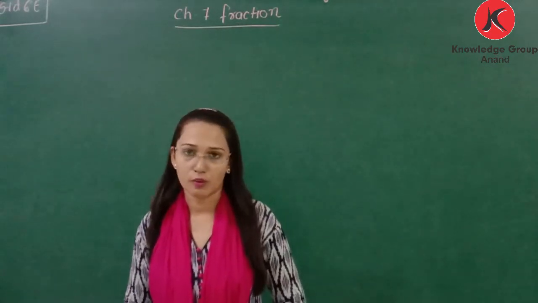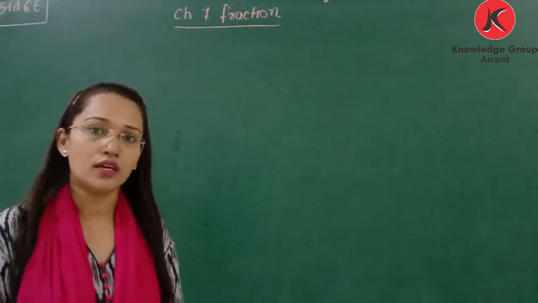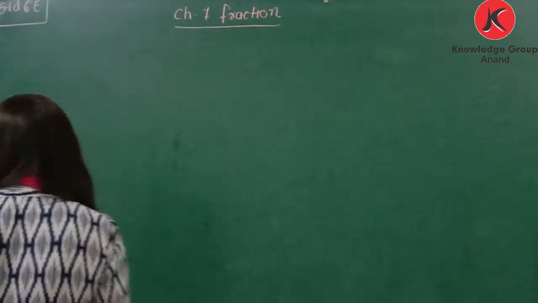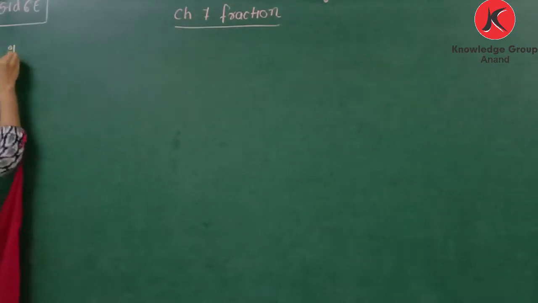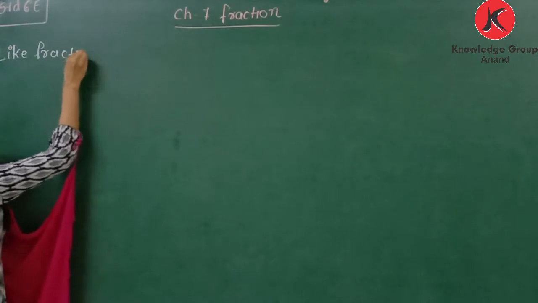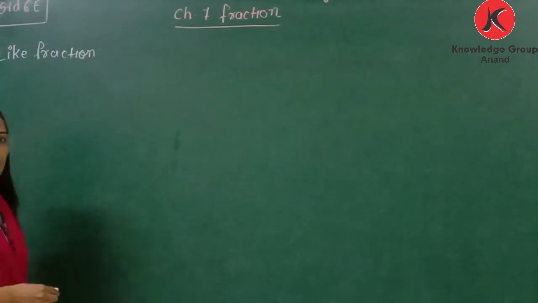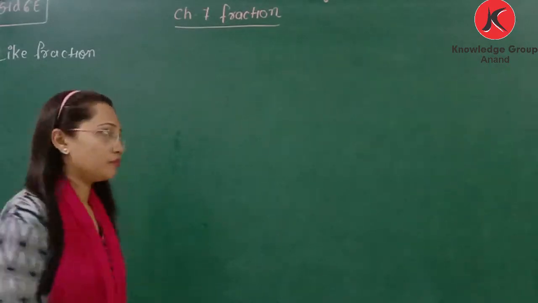Then it is called a simplest form. Today we will learn about like fraction, unlike fraction and comparison of fraction. So let's start with like fraction. So what is like fraction? Like fraction means the denominators of the fractions are the same.